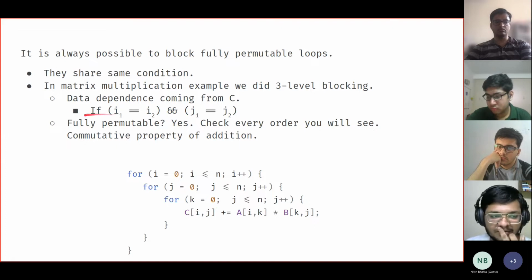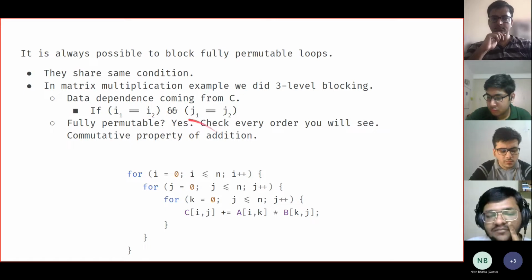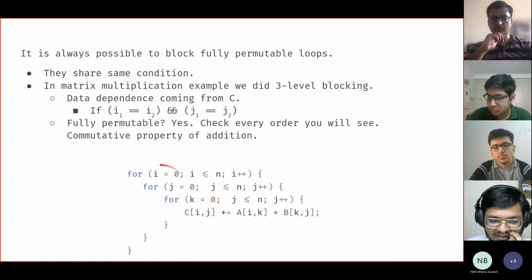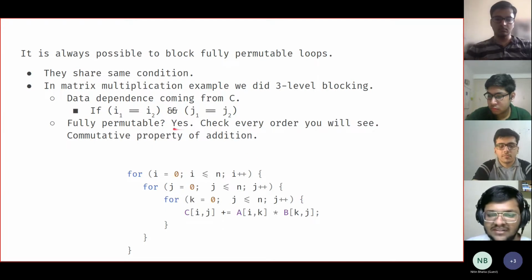So this loop is fully permutable. So this loop, the dependencies are acute here. And we also know that this loop is fully permutable here, because if you change any order in here, then we are going to get the same result, as we have discussed, because of the commutative property of addition. So we can successfully do the blocking in here, and we have seen how the blocking has given great results in the matrix multiplication.